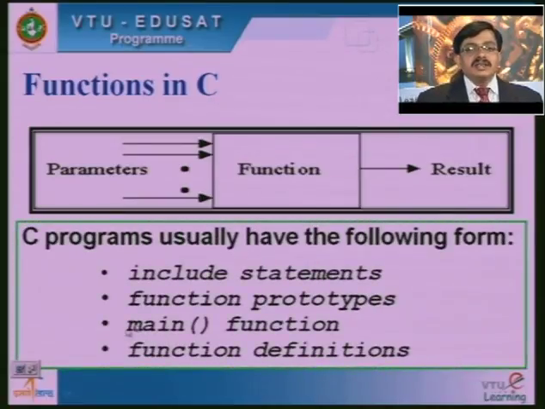A normal C program usually has the following form. First we include the statements, that is include stdio.h or conio.h or math.h. These are the file inclusion statements, which are the preprocessor directives. That is the first starting lines of what we normally do in programming. Followed by that we use function prototypes. We have not seen so far what exactly a function prototype is. In this session we will see what these function prototypes are, and then we will write the main function, and finally we define the function definitions.